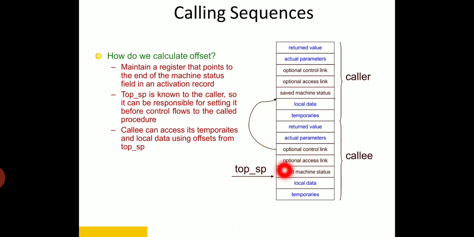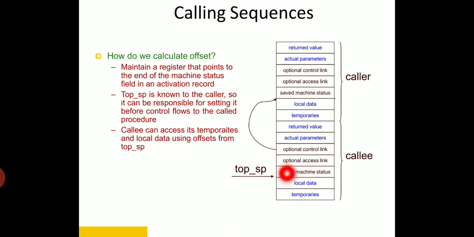Field in an activation record, that is the register that points to the end of the machine status field in an activation record. Top_SP is known to the caller, so it can be responsible for setting it before control flows to the called procedure. So this caller can set this top_SP. The callee can access its temporaries and local data using offsets from top_SP.